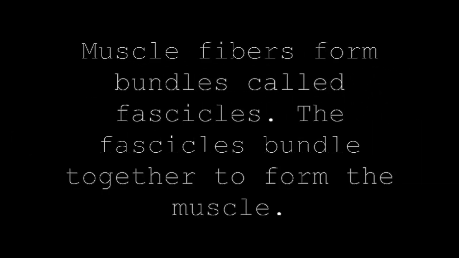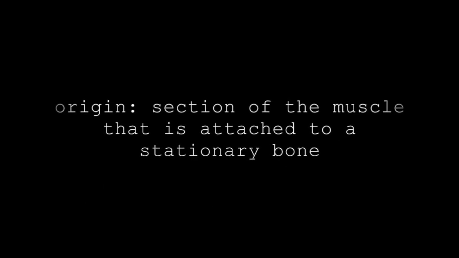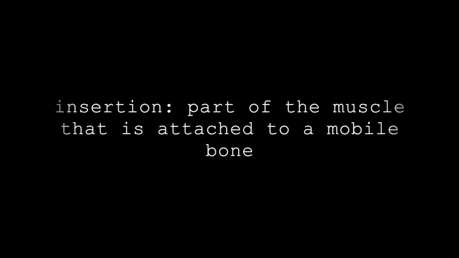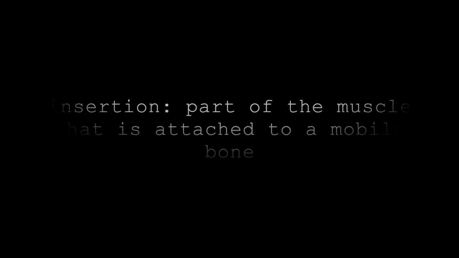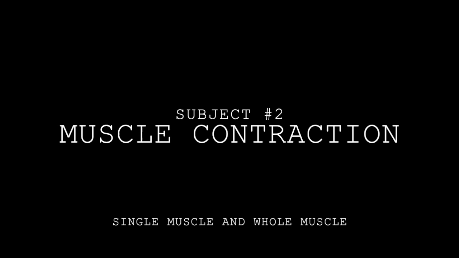We're going to focus more on the skeletal muscle today, so let's break down the anatomy of a skeletal muscle. We learned earlier that muscle fibers form little bundles called fascicles, and the fascicles bundle together to form the actual muscle. Skeletal muscles have 2 different parts, the origin and the insertion. The origin is a section of the muscle that is attached to a stationary bone. The insertion is a part of the muscle that is attached to a mobile bone. These 2 sections of muscles play a big role in muscle movement.